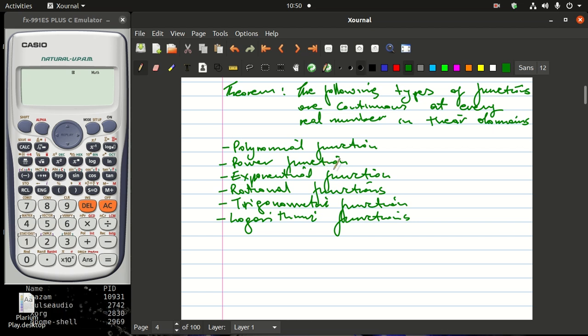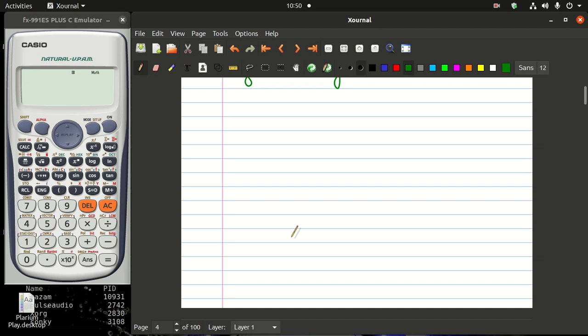That's why it is good to mention them, that these functions are continuous in their domains. Now, let us take a quick recap on something that we did before.